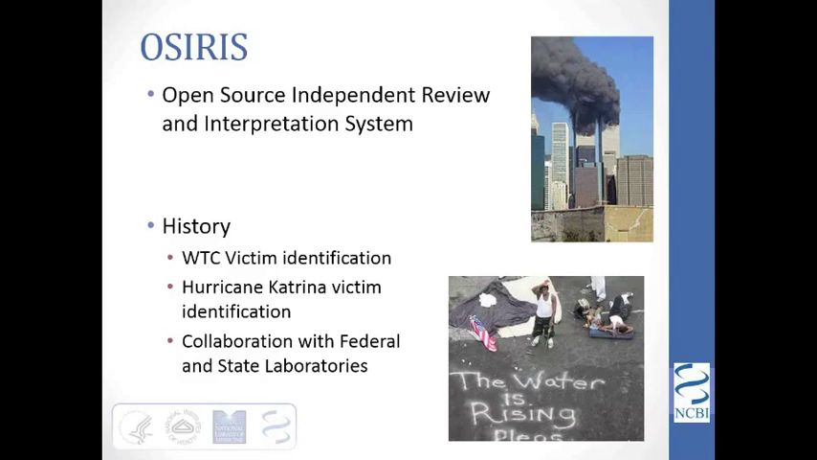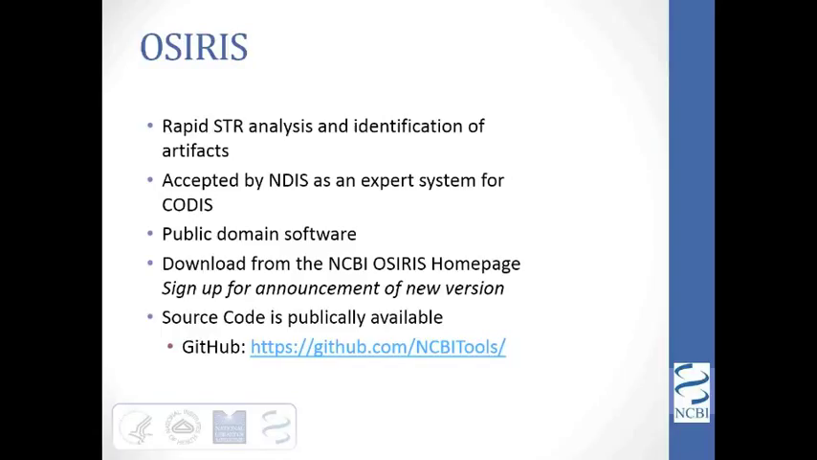OSIRIS is designed to give rapid STR analysis with the identification of artifacts. It's been accepted by NDIS as an expert system for doing CODIS convicted offender analysis. It is public domain software, so it's freely available for download from the NCBI OSIRIS homepage. Please do sign up for the announcements on that page so that you'll get announcements of a new version which is coming out soon. Today we'll be discussing version 2.3, but version 2.4 will be available soon. The source code is publicly available on GitHub as well.